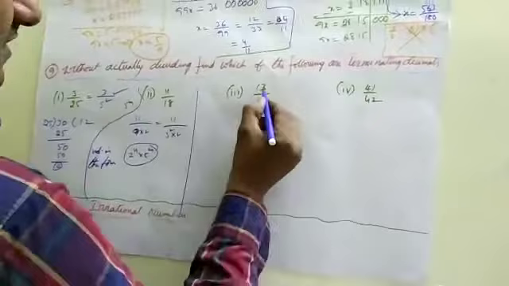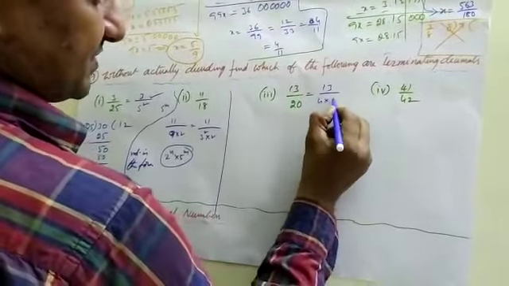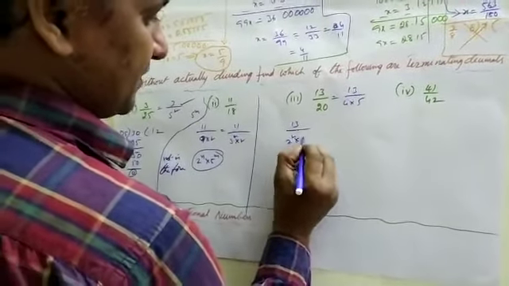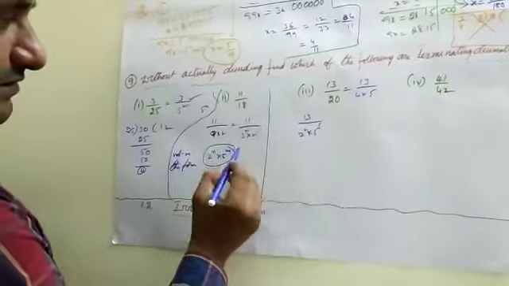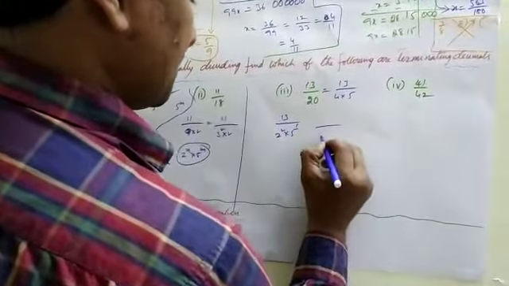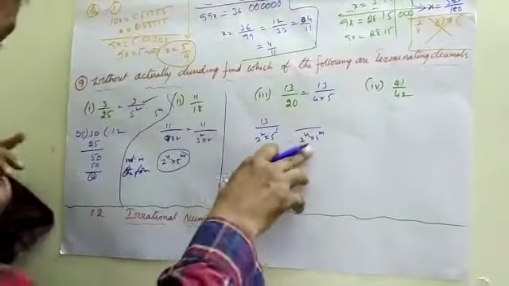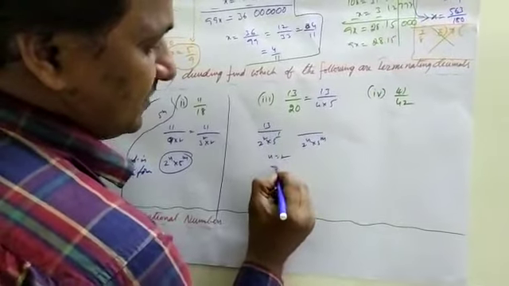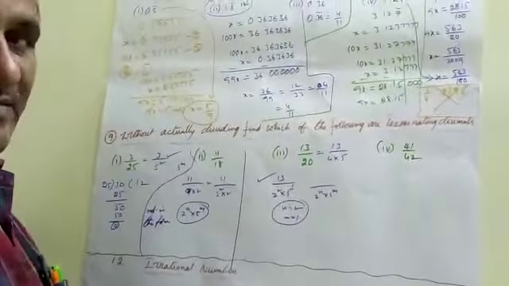Go to the third. What is the third? 13 by 20. 13 by 20 means 4 fives, therefore 13 by 4 in terms of 2 square into 5. Here the denominator portion is 2 power n into 5 power m. Here n is equal to 2, m is equal to 1. So this is terminating.